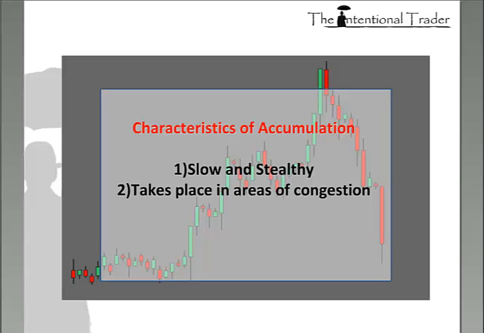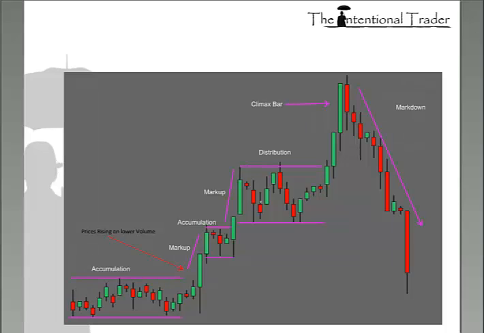You're generally going to see this taking place in what you and I would call congestion or sideways activity. It's very easy to look at these areas and think that everybody has just gone to sleep, or nobody's trading, or there's just nothing going on, when in fact the big money is very busy, making it look like they're not busy. All right? They're trying to hide what they're doing. So you're going to see a lot of congestion. You're going to see particularly low volume during this period of time, and trading is going to generally take place in a pretty tight range. For example, I'm going to go over this chart with you here.